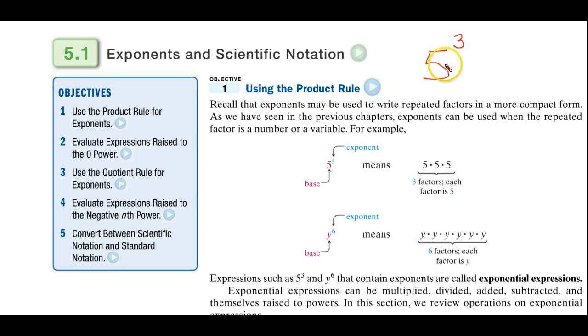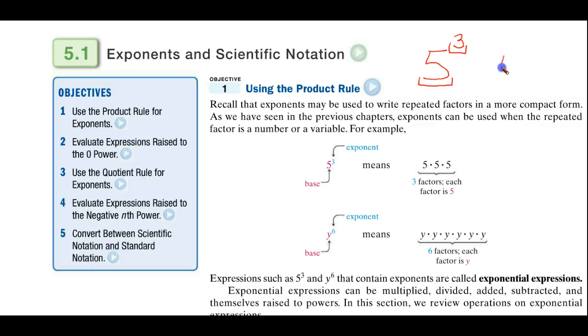Well, this is a shorthand way of writing your base, which is 5, 3 times. And then we use the superscript 3, which indicates that you're doing that 3 times. So the 3 is the exponent, and the 5 is the base.